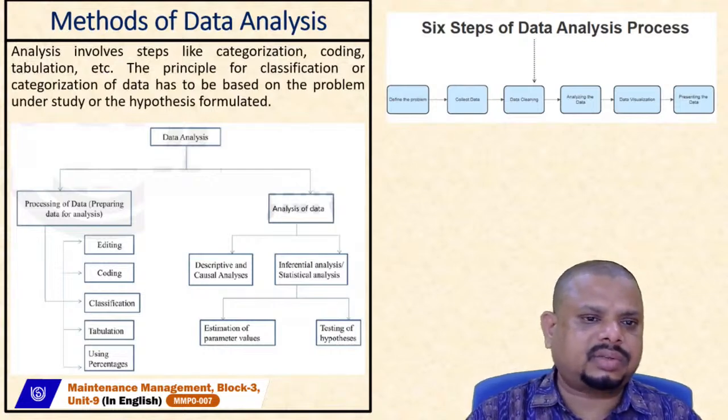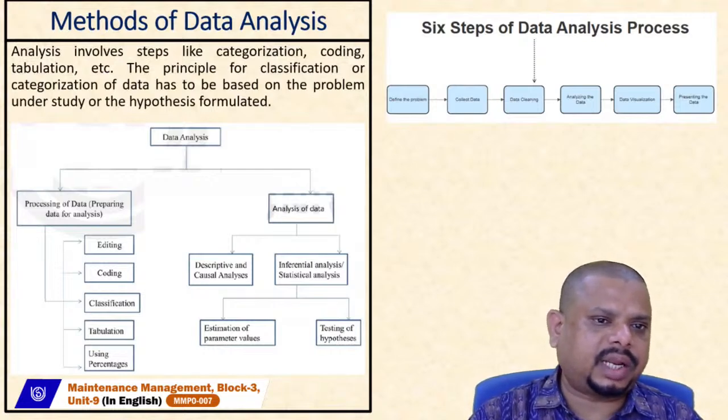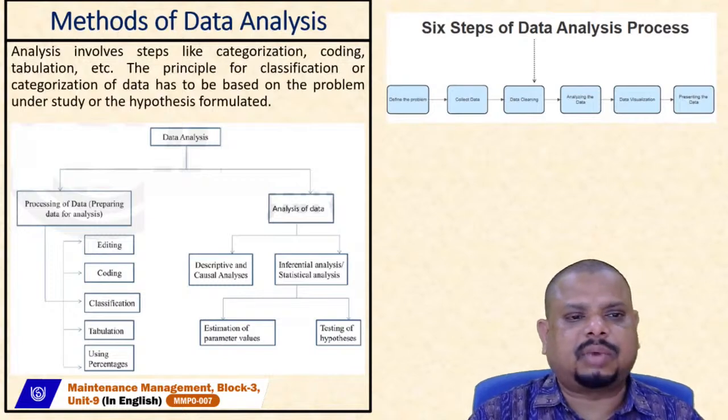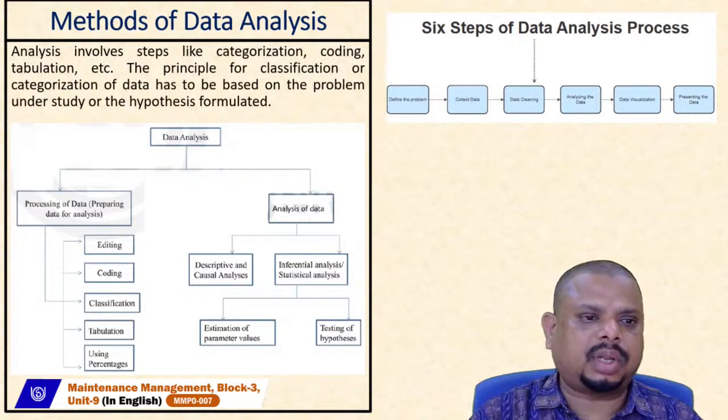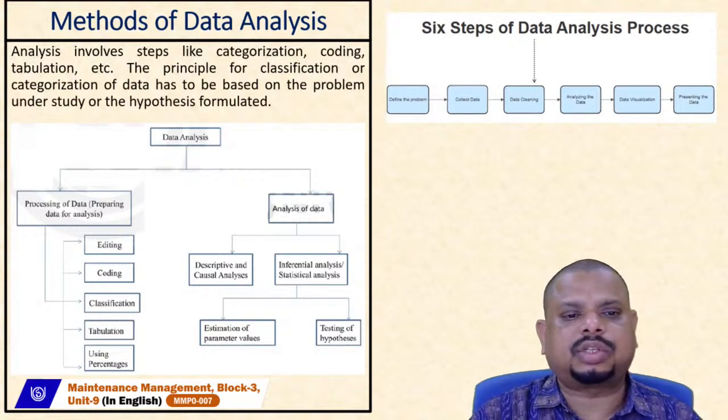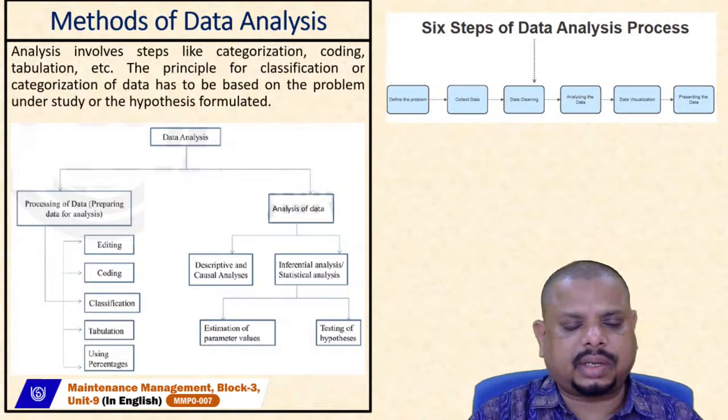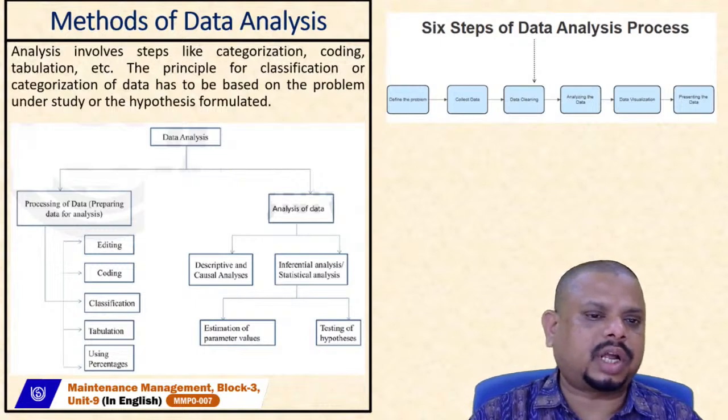So let's understand how the data are basically analyzed. The analysis involves steps like categorization. The next is coding. Then the data are represented in the form of tabulations. Here the principle for classification and categorization of data has to be based on the problem under study or the hypothesis formulated. So let's understand from the block diagram how the data are analyzed.